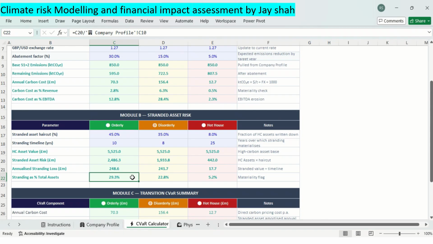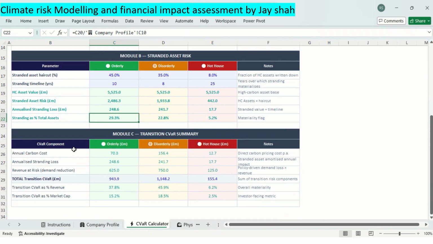So module C, now let's move into the transition CVaR summary. Module C aggregates all transition risk components into the total transition CVaR figure. So this is the disclosure-ready headline metric for TCFD, ISSB, investor reporting, everything. And cells 26 to 31 are formula-based: annual carbon cost, annualized stranding loss, also the revenue risk from demand reduction.